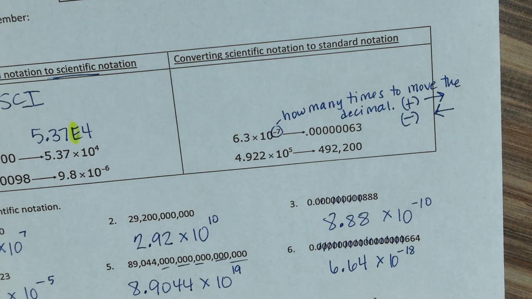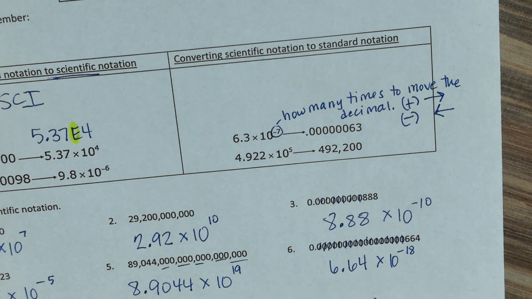Okay, look at this one. What's the exponent? So you're going to move the decimal 5 places. If it's positive, you go right. So I simply go like this. 1, 2, 3, 4, 5. It ended up adding how many zeros? 2. And there's your number.